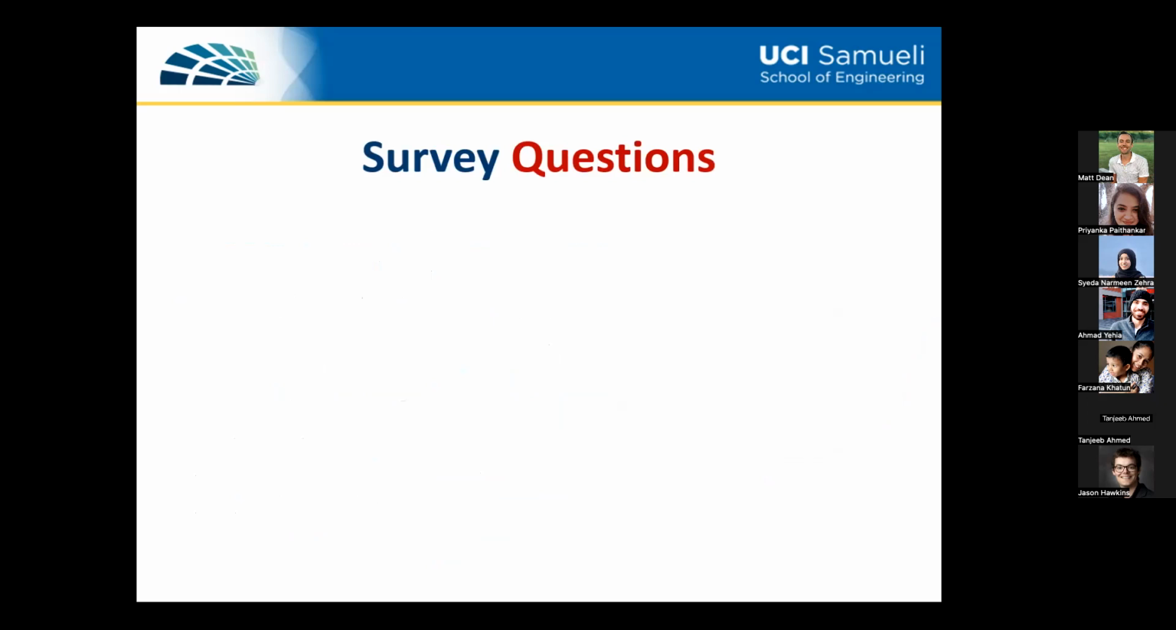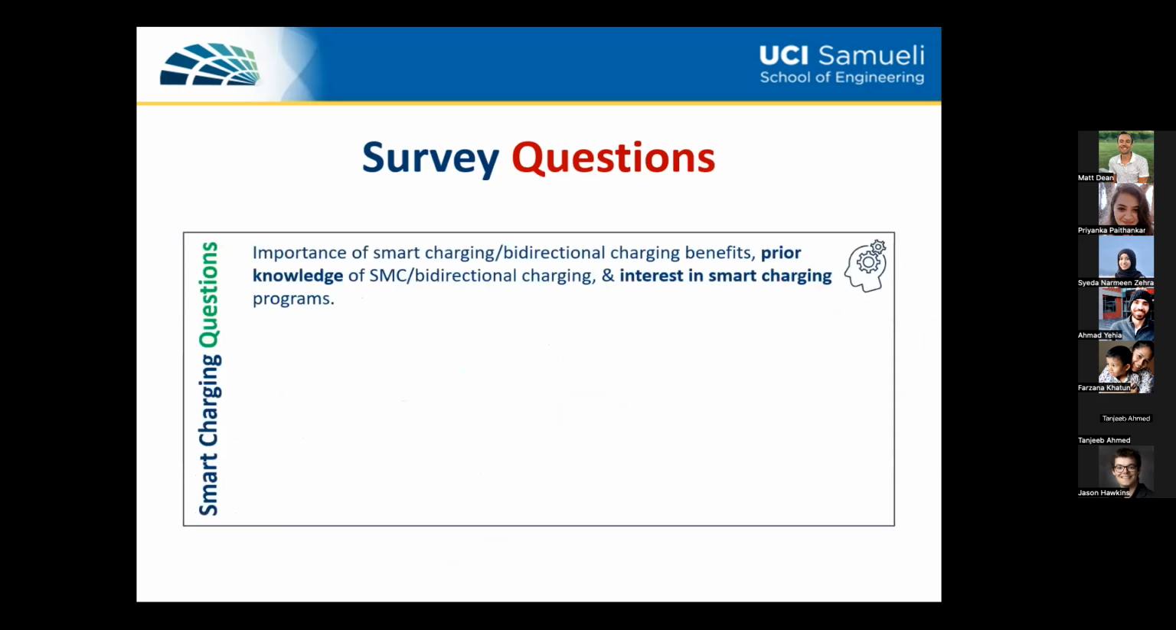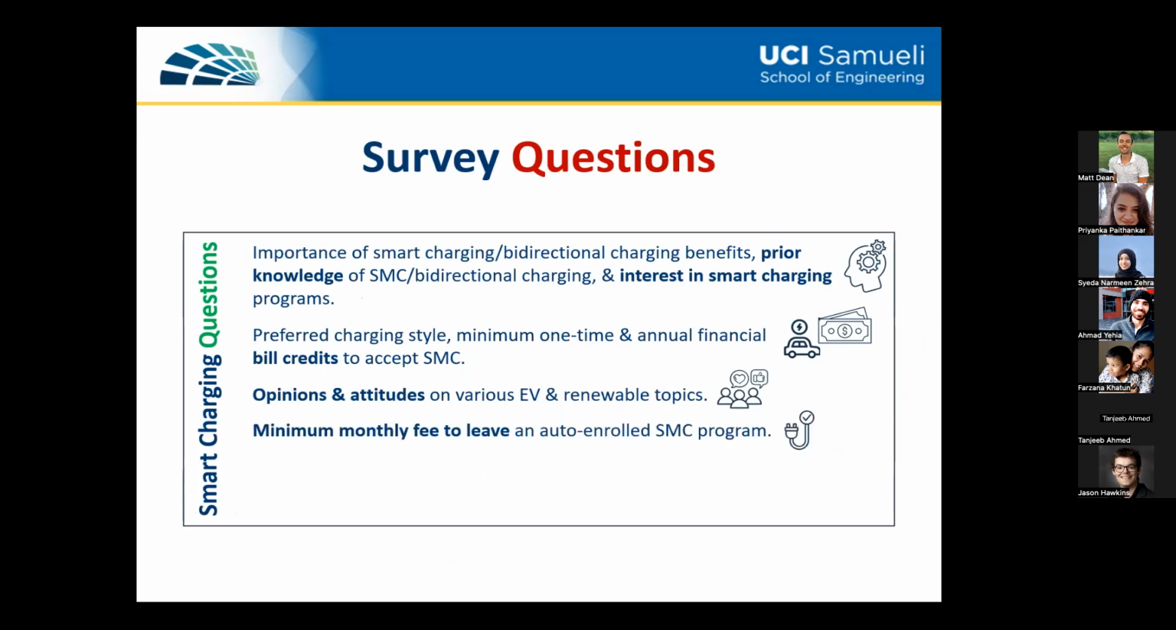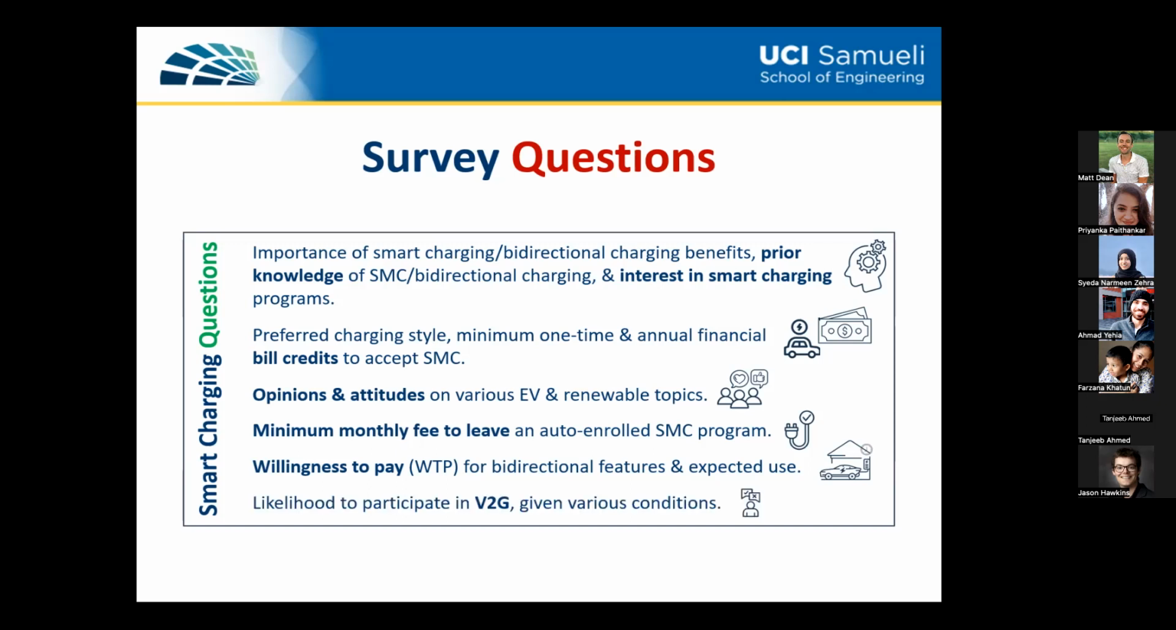Some of the main survey questions that we asked respondents included their perceptions of EVs, smart charging benefits, supplier managed charging, user managed charging, and the power grid. Respondents listed their knowledge of supplier managed charging and the preferred PEV charging style, expected compensation with supplier managed charging, opinions on various EVs and renewable topics, and the minimum willingness to pay a monthly fee to leave an auto-enrolled SMC program. And there was also the optional section to answer questions about the willingness to pay for bidirectional features and expected use. And then again, the likelihood to participate in V2G programs given various conditions. But I'm not going to present the results from that study in this presentation.